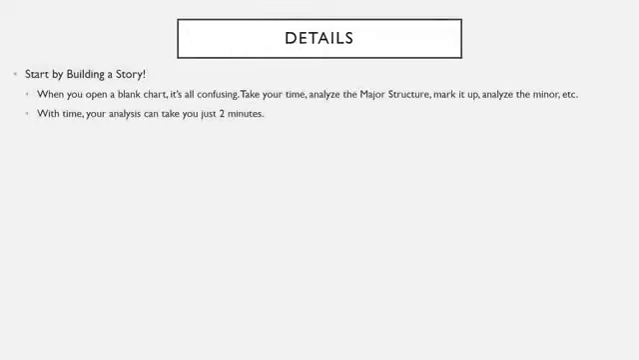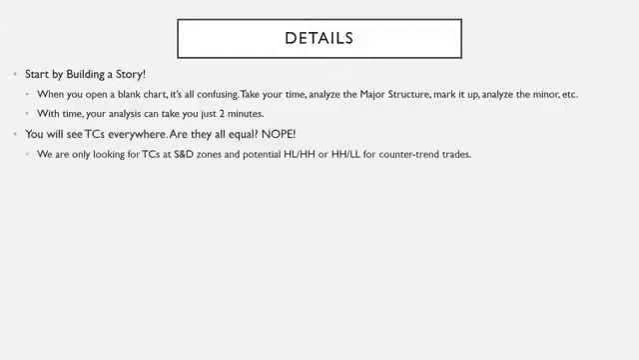So we're gonna be wrapping it up. Some details. Always build a story, right? When you open your chart, it's all confusing. You see lots of things. Take your time, analyze the major structure, mark it up, mark your higher lows and higher highs, mark your strong structure, mark your PD ranges, and build a story, right? And with time, you can just make your analysis in under 2 minutes. Personally, when I look at the charts, it takes me like 30 seconds to have a look at what is happening, okay? You will also see TCs everywhere.